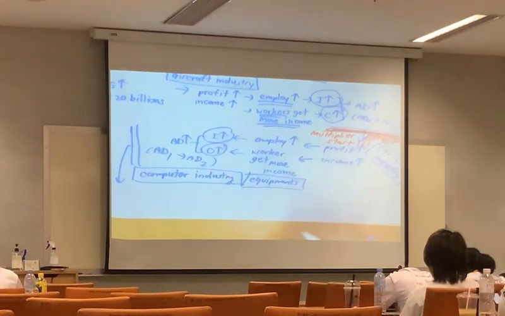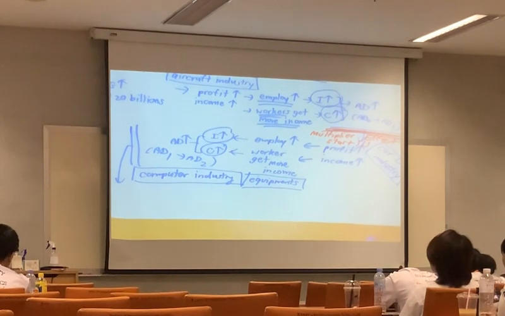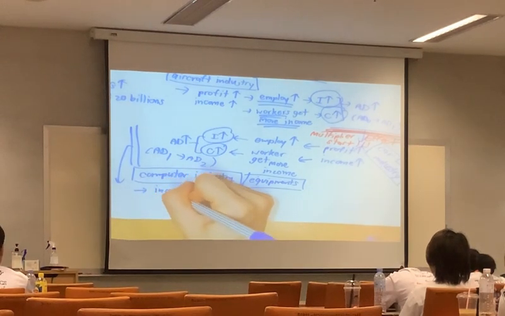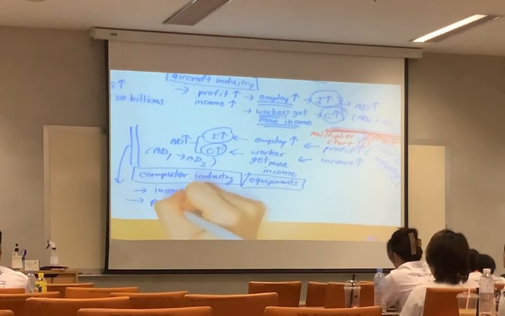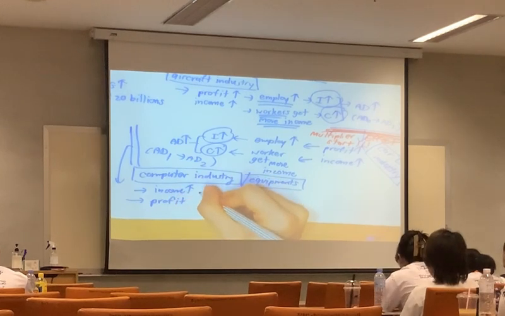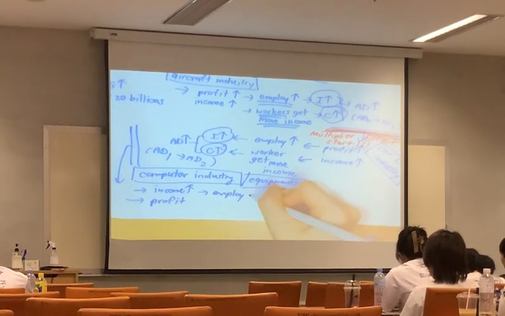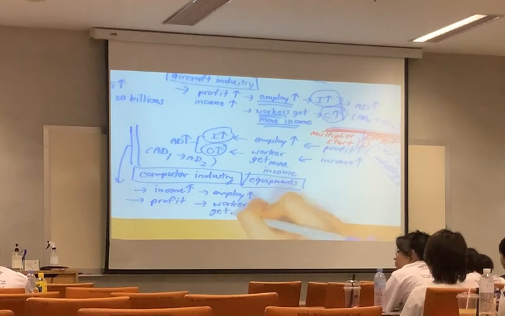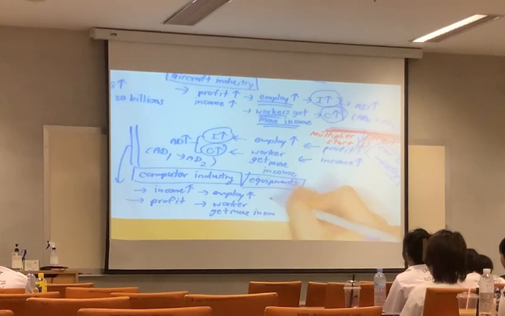Or even if I explain through the consumer side, I can say that workers who have more income want to buy things for their household. For example, they can buy a computer or any equipment, the same explanation. This industry will have more income, more profit, and they can employ more workers who get more income. You can copy that: workers get more income.